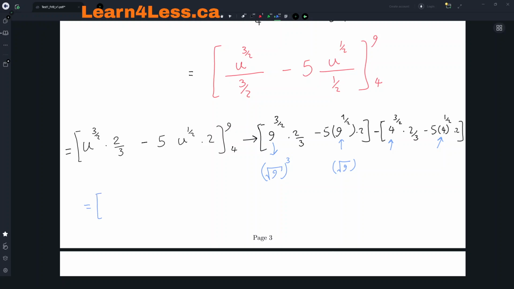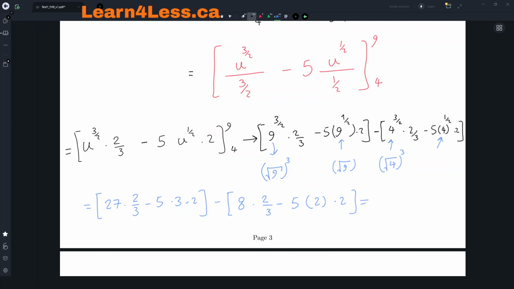So what we will have is the square root of 9 is 3. 3 to the power of 3 is 27. So we have 27 times 2 over 3 minus 5 times the square root of 9, which again is 3, times 3, times 2 for the upper bound, minus the lower bound, which is 4 to the power of 3 over 2. So it's the square root of 4 to the power of 3. The square root of 4 is 2. 2 to the power of 3 is 8. So we have 8 times 2 over 3 minus 5 times the square root of 4, which is 2, times 2.